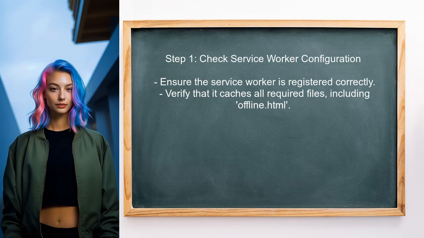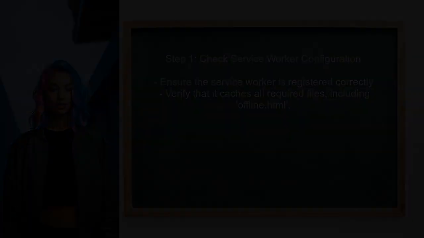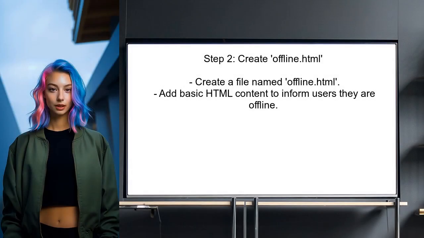To resolve the issue with the Add to Home Screen banner not appearing, the user should first check the service worker configuration. It's essential that the service worker is correctly set up to cache all necessary files. Next, the user should create an offline.html file if it doesn't already exist. This file is crucial for the service worker to function properly when offline.